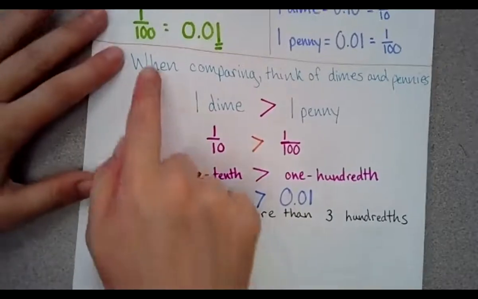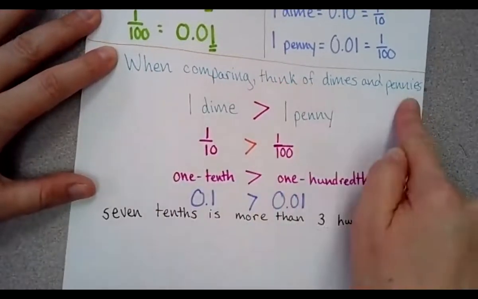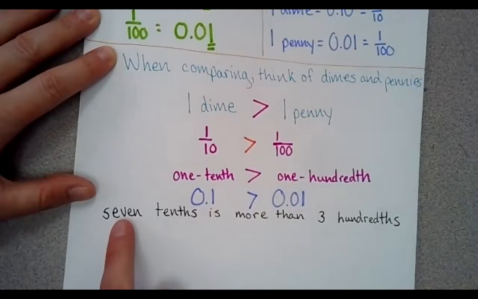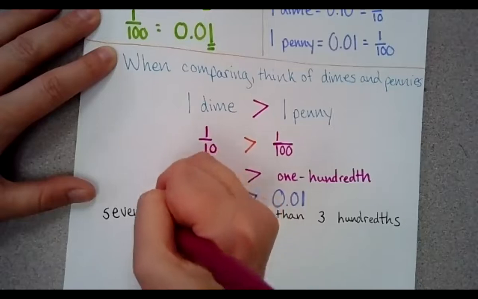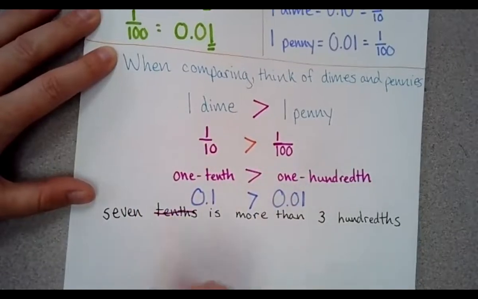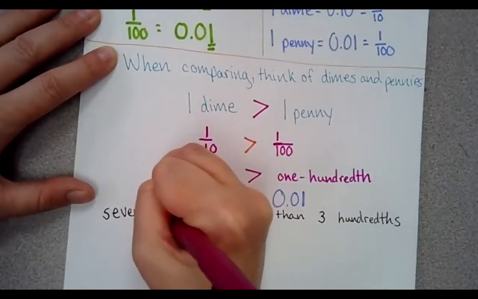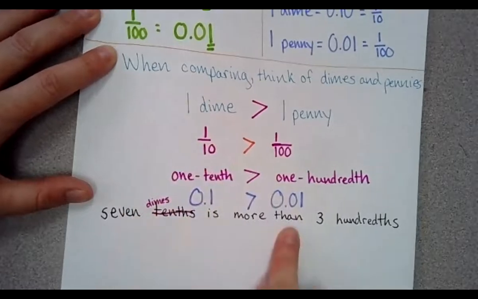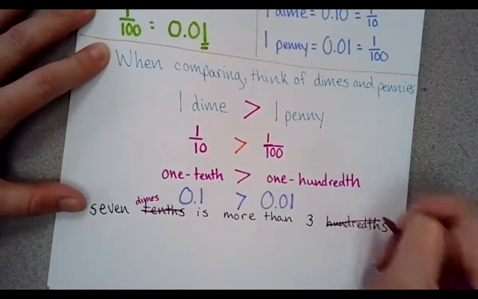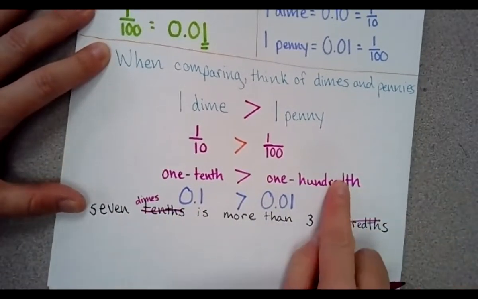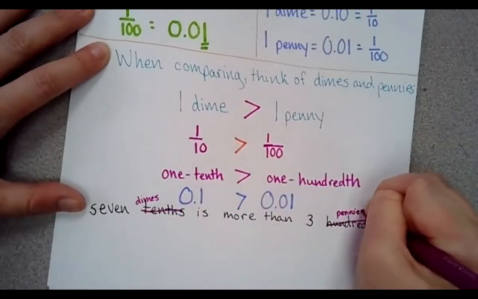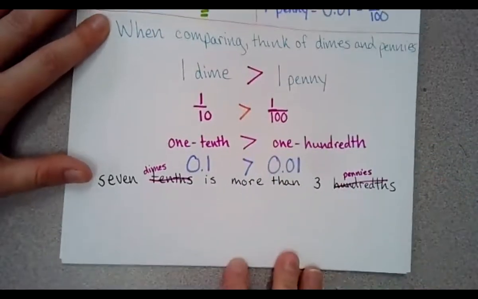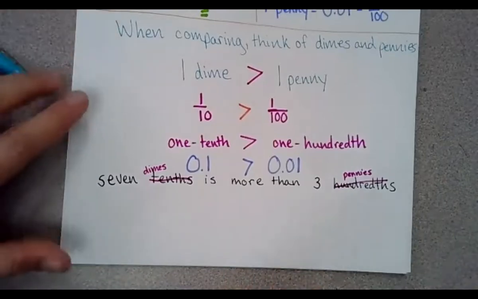So I told you, when comparing, think of dimes and pennies, okay? So 7/10, when you're thinking of tenths, I want you to think of dimes. So I want you to cross this out, and instead of saying tenths, say 7 dimes is more than 3/100ths. Mark this out, and instead of hundredths, hundredths are pennies, right? Pennies.